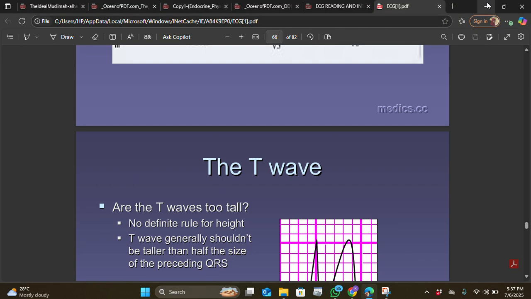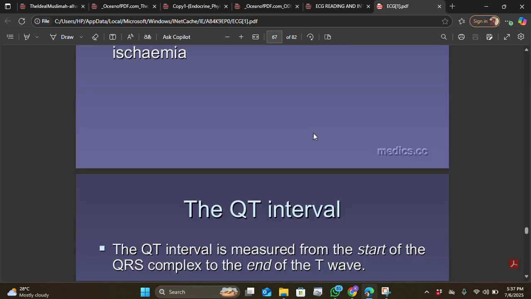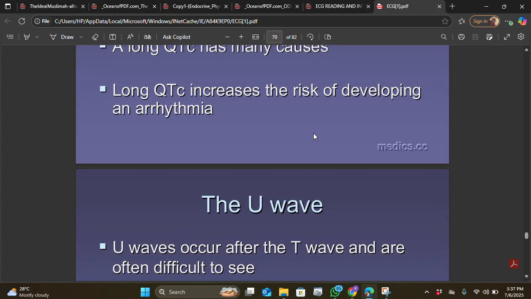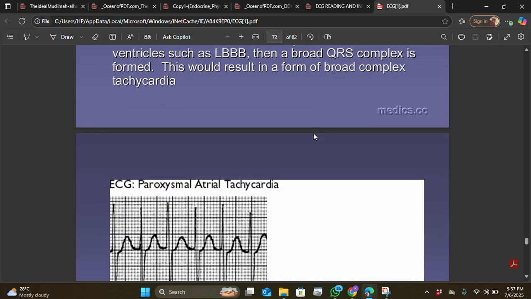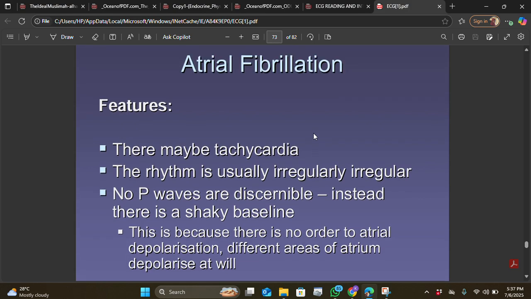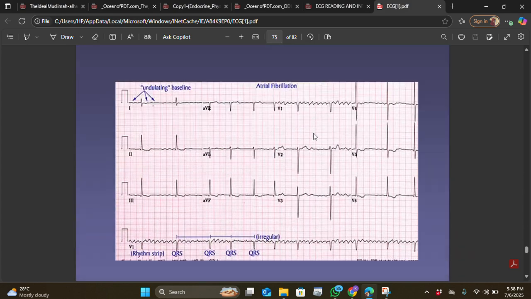In the absence of questions, we are going to end this class. I was saying there's no test this week. We just have the T wave and then the QT interval.